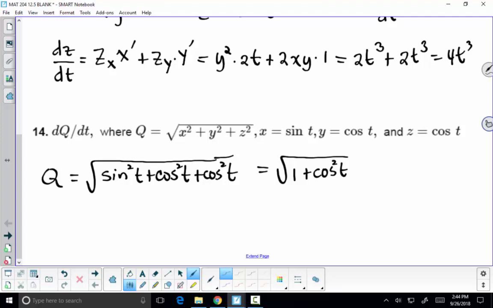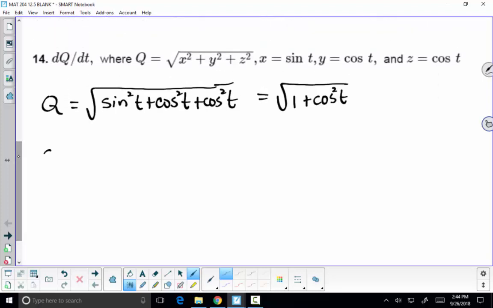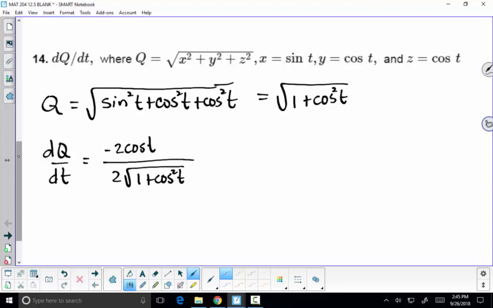Then for the derivative, we'll use the chain rule. So q prime of t, or dq dt, we're going to have half the base. You know what we're going to do. So we're going to get that in the denominator. And in the numerator, we get the derivative of the inside, which is minus 2 cosine t sine t. So I end up with that. That's substitution followed by regular derivative.